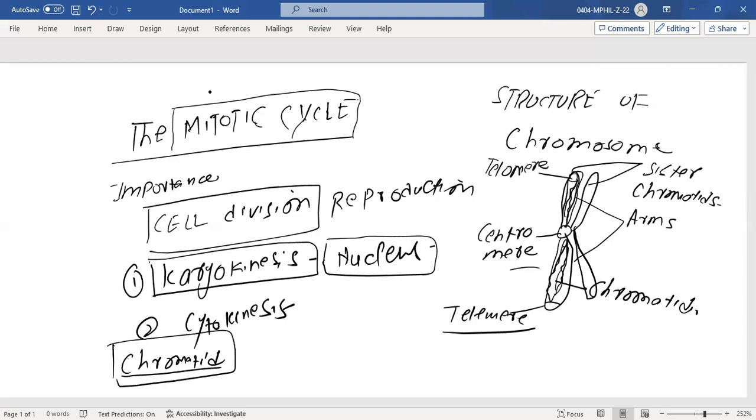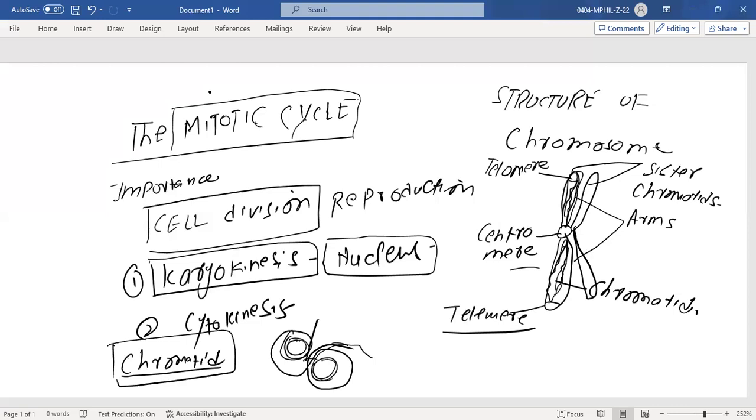As we know, this DNA is wrapped around histone proteins, and these proteins are involved in condensing this DNA like this, and there will be a linker DNA which will connect these histone proteins with each other. So this is how a chromatid is, right?